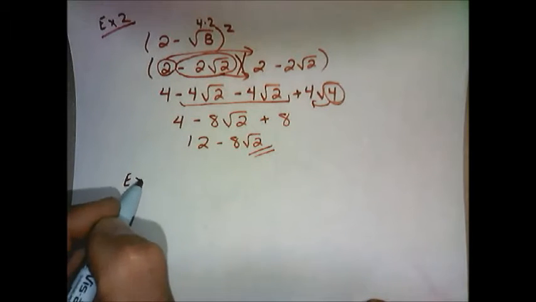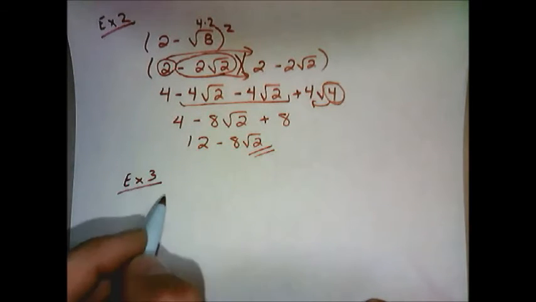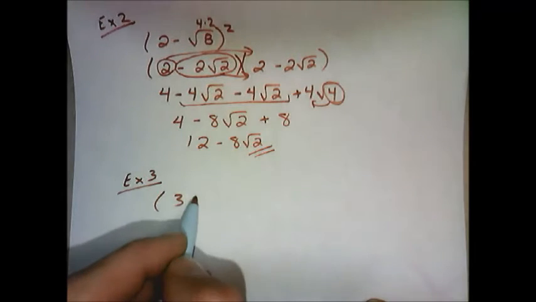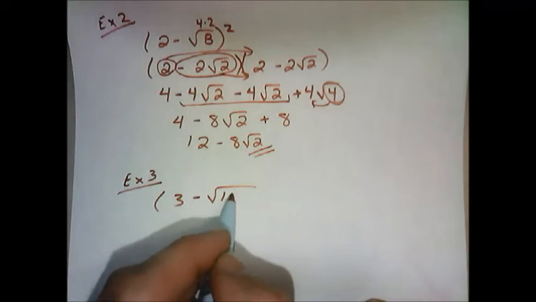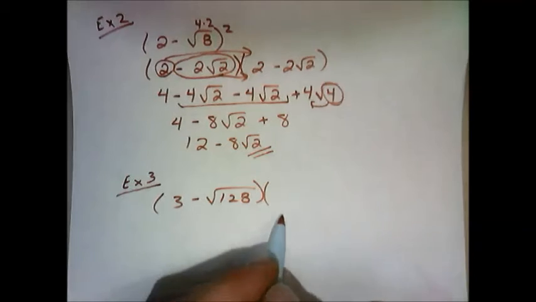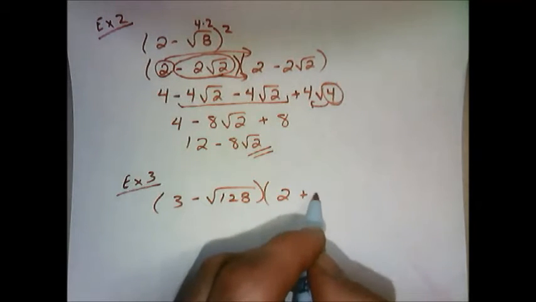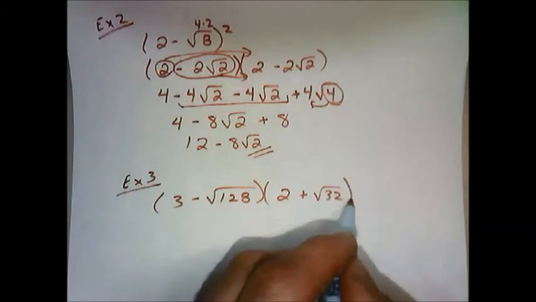Now in example 3, we're going to change it up slightly, just a little more. So we have 3 minus the square root of 128. And we're going to multiply that by 2 plus the square root of 32.